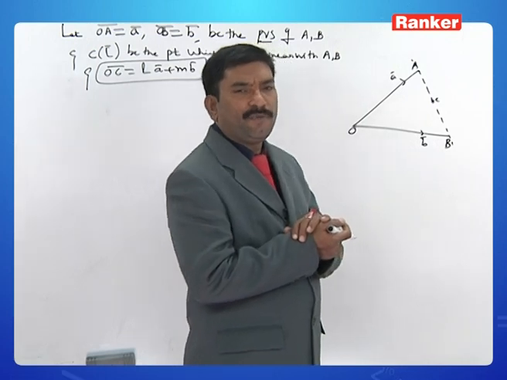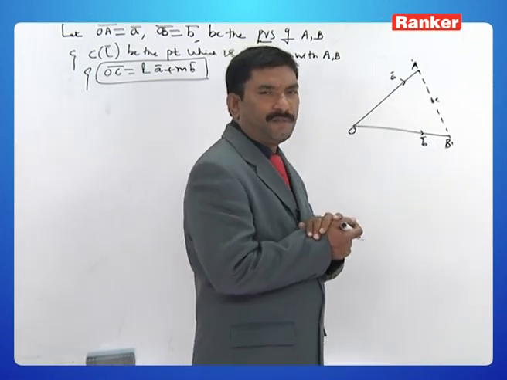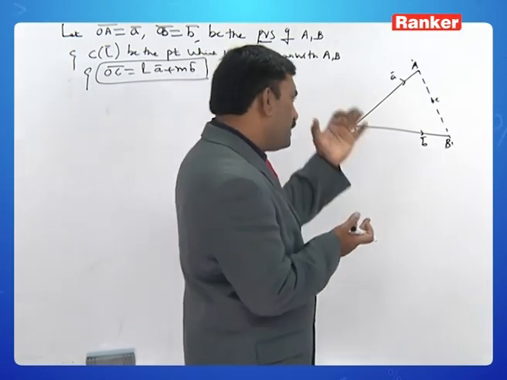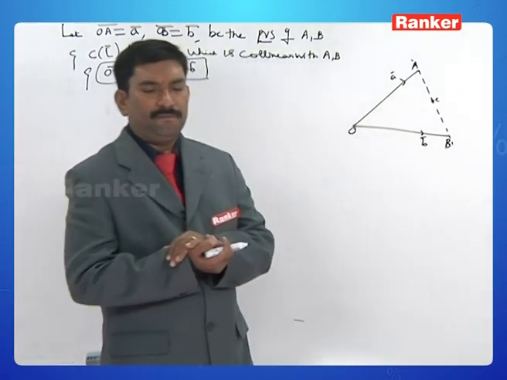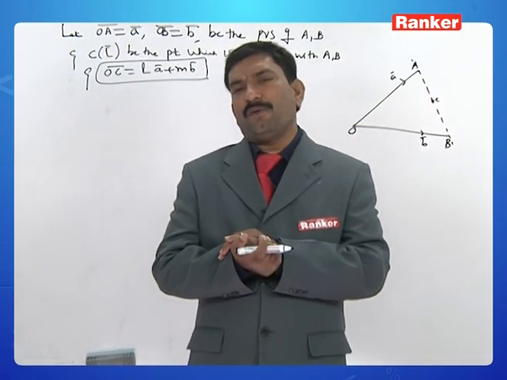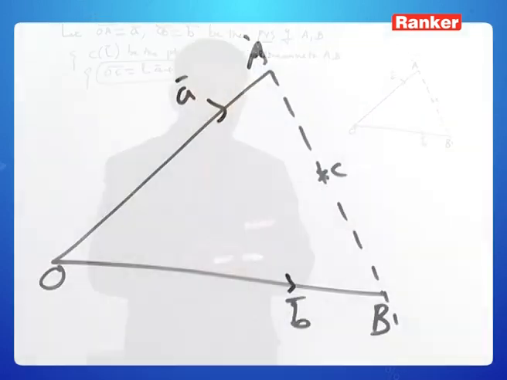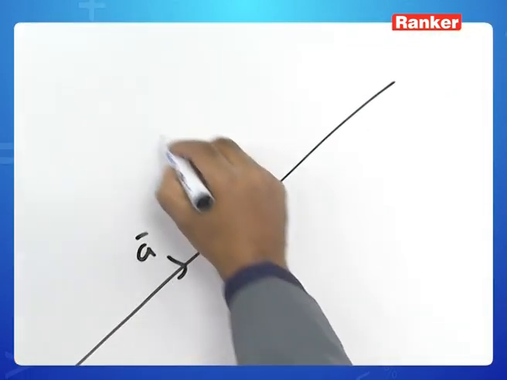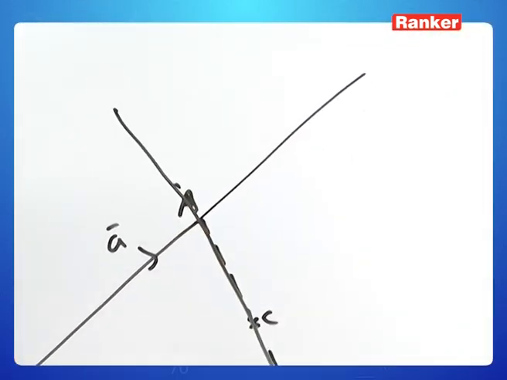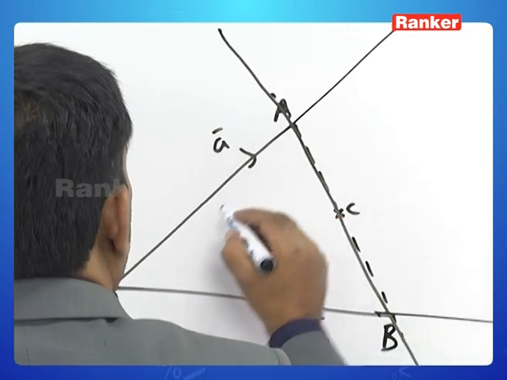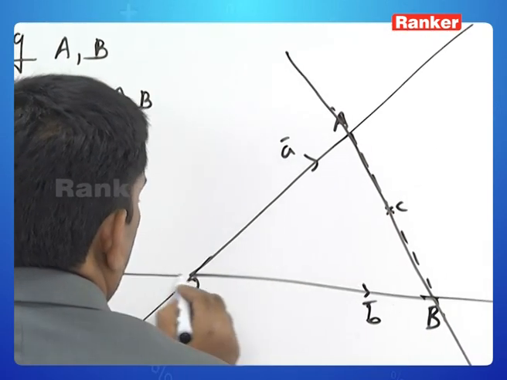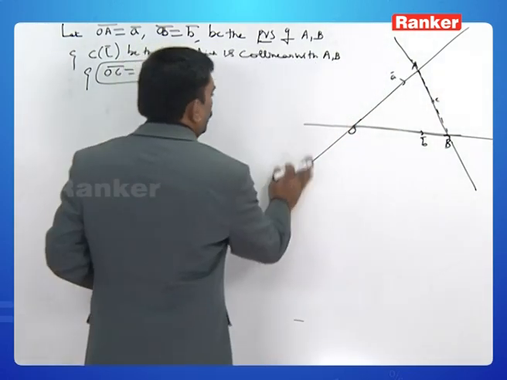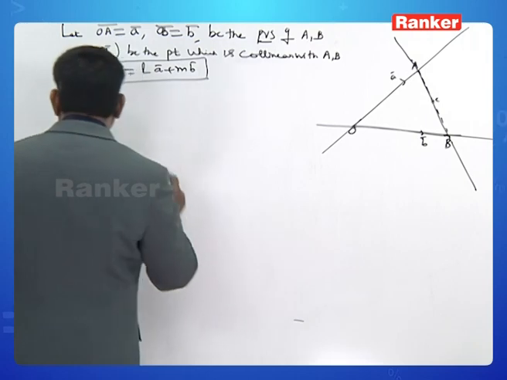When he has given under the different constraints or conditions, I must know the position of C with respect to the triangle OAB or angle OAB. So therefore, if I take like this, right? Under the different conditions, I have to find out.